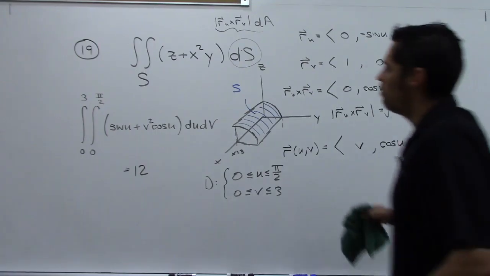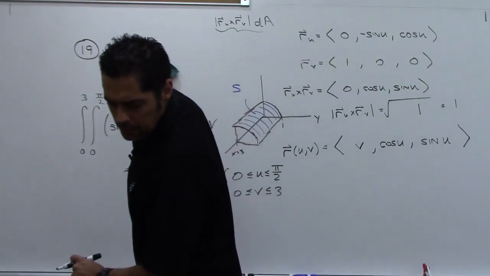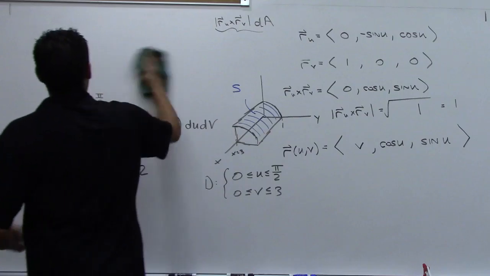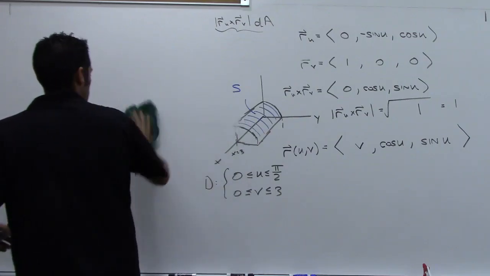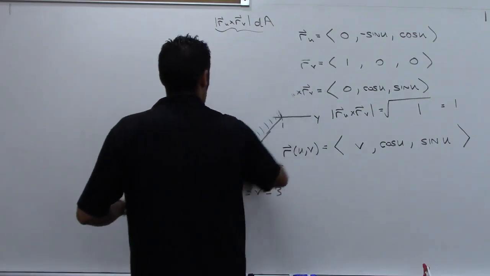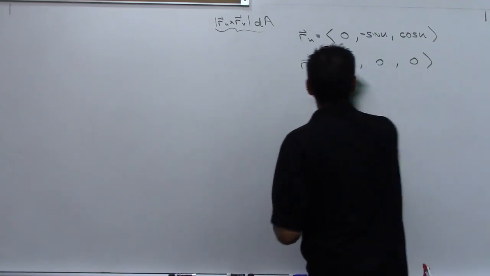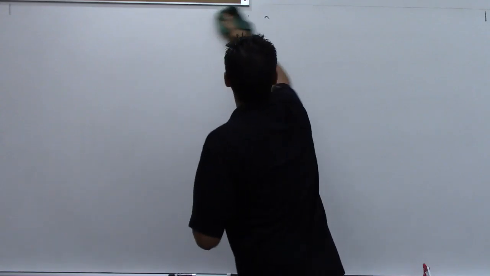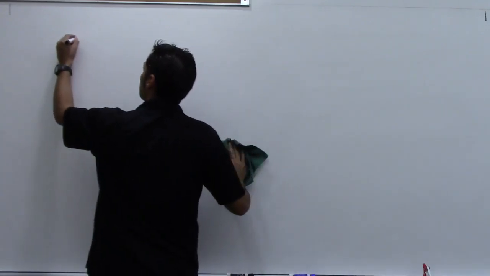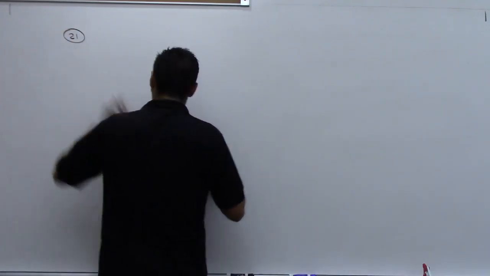Okay, that's it for that one. Let's take a look now at number 21. So now we're switching over to surface integrals over vector fields. So flux. Number 21 is the first example of this.